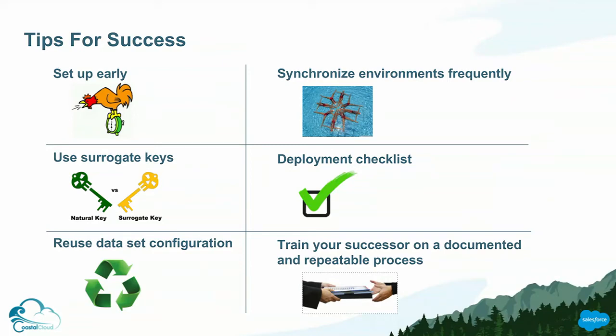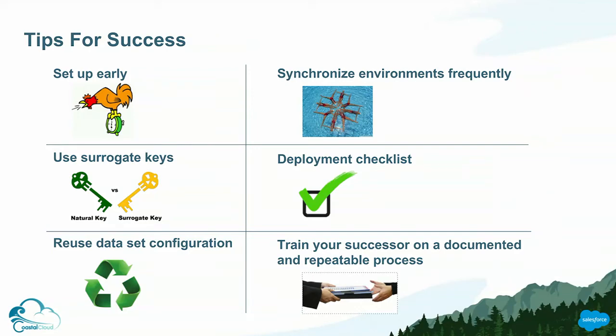Number 4, synchronize your environments frequently. So this is continuous integration, and Prodly helps enable that. So keep your dev and your QA environments up to date. When you do a production fix-it push, keep the latest version of production up to date in your dev environment so that you're working from the latest version of the data.